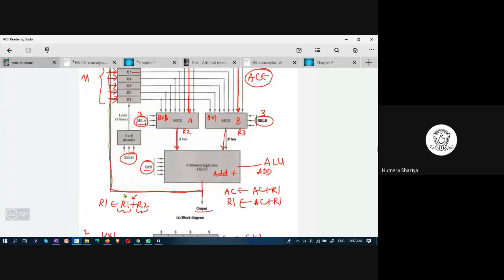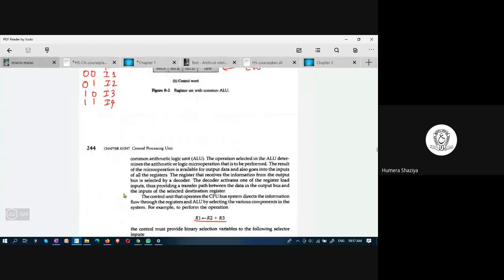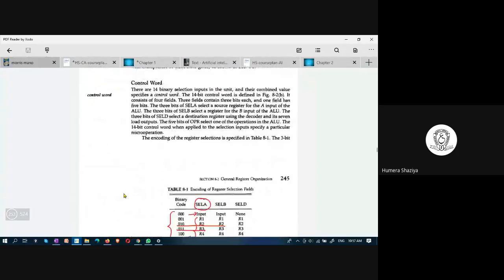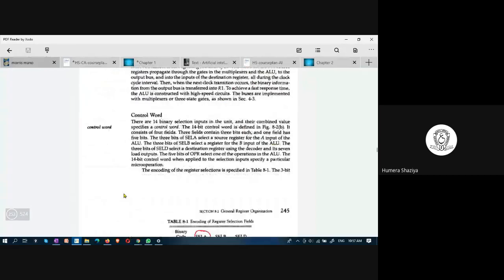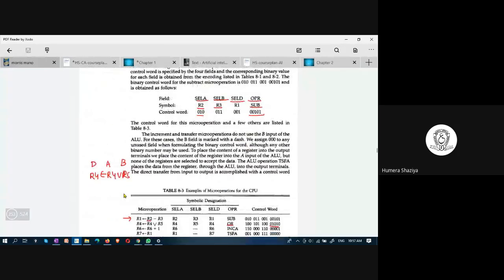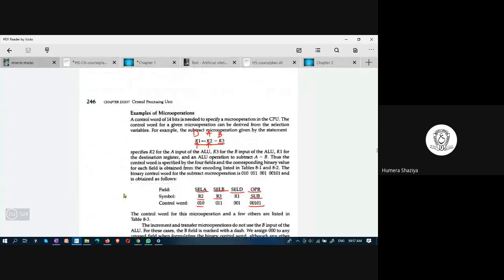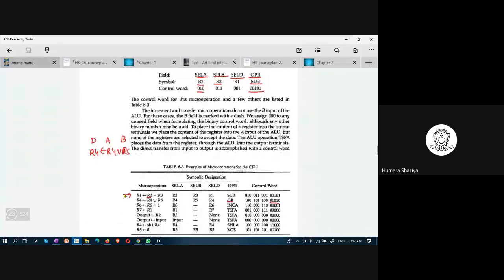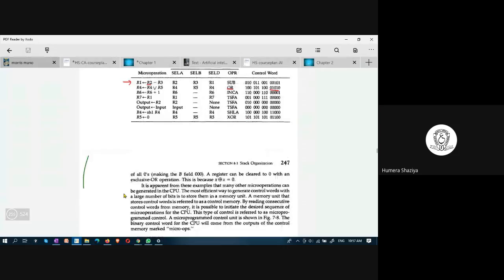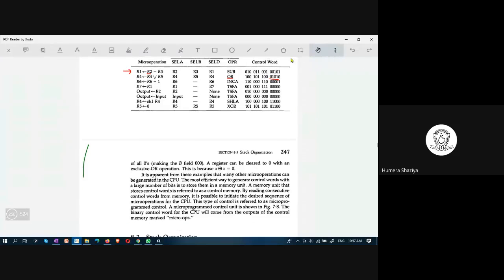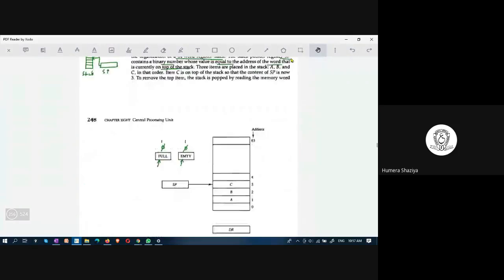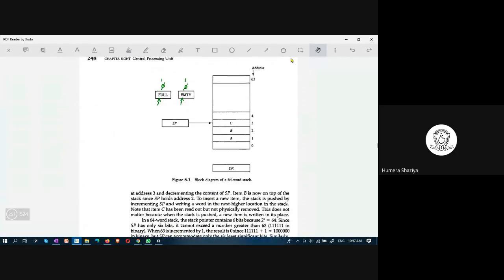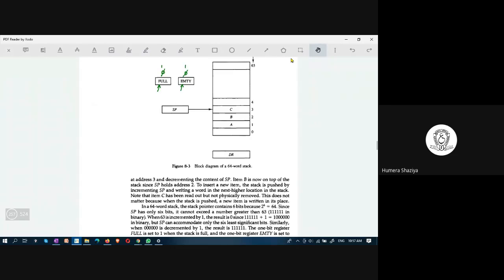For the first question, write the answer with this diagram and its description. For the second question, take this micro operation example, R1 equal to R1 minus R3, and do this one for the second question. For the third question, this block diagram: you have full, empty, 0 to 63, stack pointer. This is the block diagram of the stack.